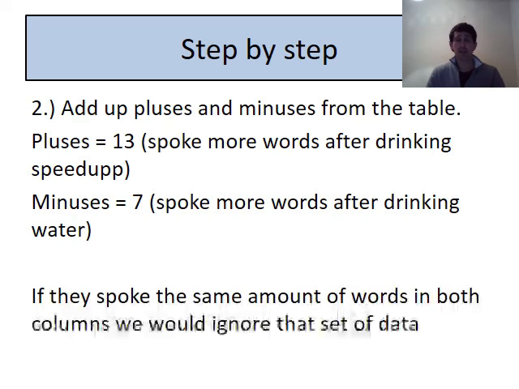And it's important here to note that if anyone spoke the same number of words in both, so when they drank speed up they might have said 50 words, and when they drank water they had 50 words, that person would get completely ignored. There's none in our table that we had. They were all a plus or a minus. But if anyone did have the same, you would remove that person from the data set.